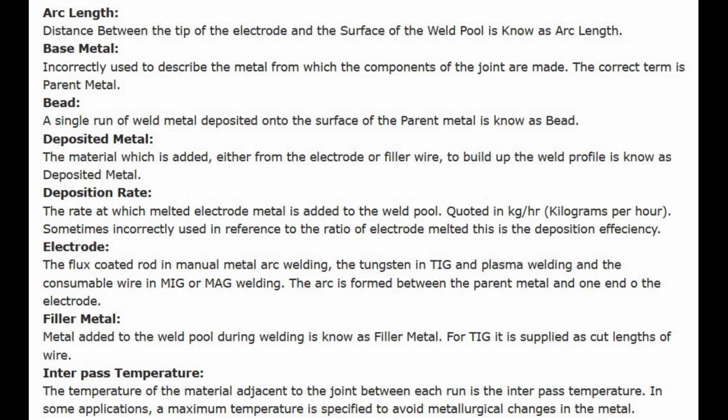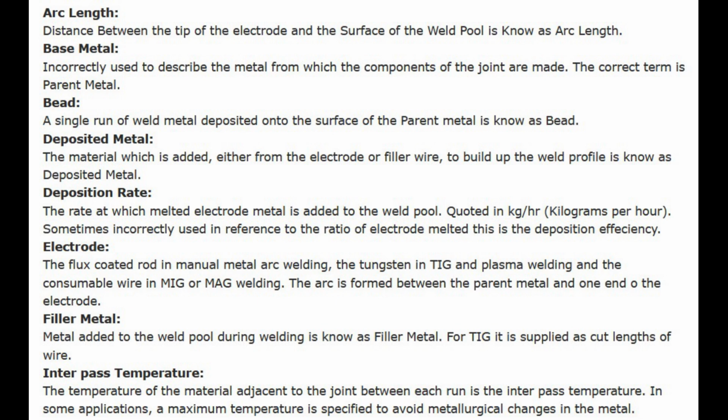Sometimes incorrectly used in reference to the ratio of electrode melted. This is the deposition efficiency. Electrode. The flux-coated rod in manual metal arc welding, the tungsten in TIG and plasma welding, and the consumable wire in MIG or MAG welding. The arc is formed between the parent metal and one end of the electrode. Filler metal. Metal added to the weld pool during welding is known as filler metal. For TIG, it is supplied as cut lengths of wire.